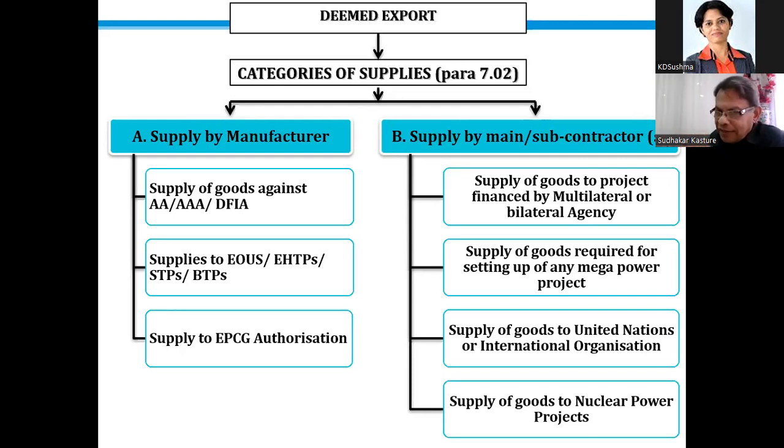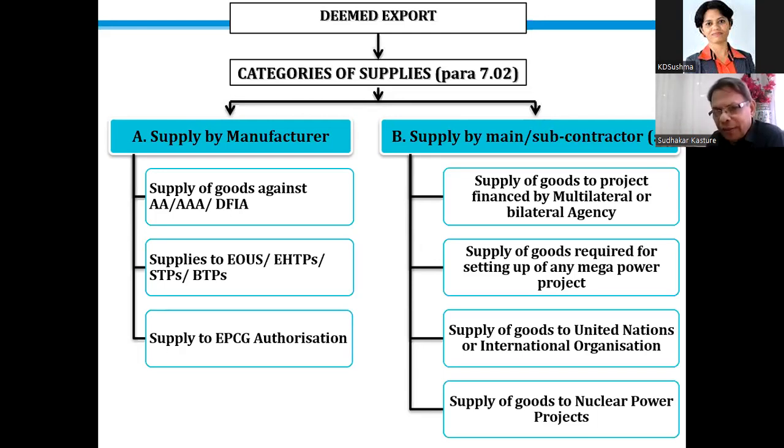Third category, supply of goods to United Nations or international organizations, because those organizations get funding from abroad. And fourth category is supply of goods to nuclear power projects. Again, nuclear power projects and mega power projects are critically important for power generation.